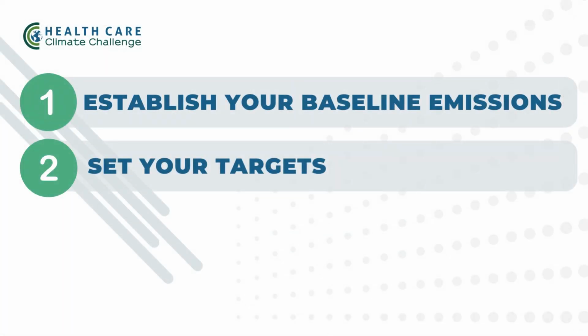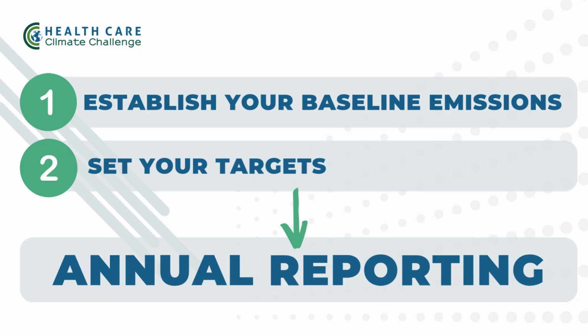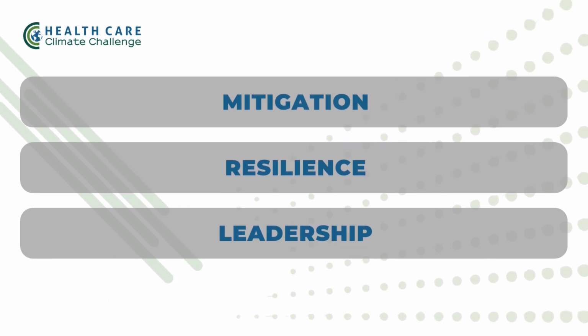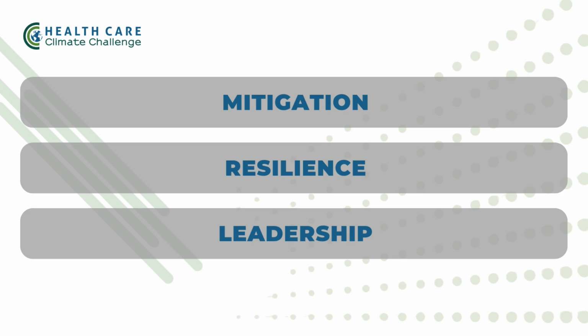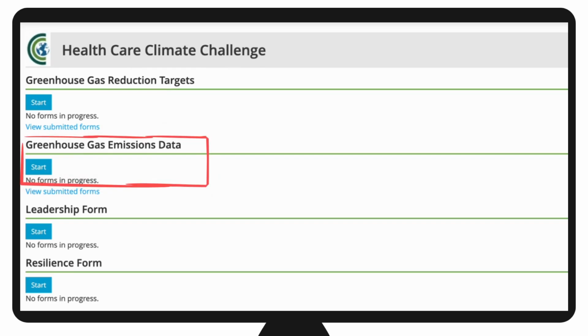Now that you've established your baseline greenhouse gas emissions and set your reduction targets, it's time to participate for the Healthcare Climate Challenge Awards by reporting progress annually toward your targets. To be eligible for a Healthcare Climate Challenge Award, you need to report on the three pillars of climate action: mitigation, resilience, and leadership. To submit your mitigation progress, you can complete the greenhouse gas emissions data form, or you can do it by using Health Care Without Harm's Climate Impact Checkup tool.